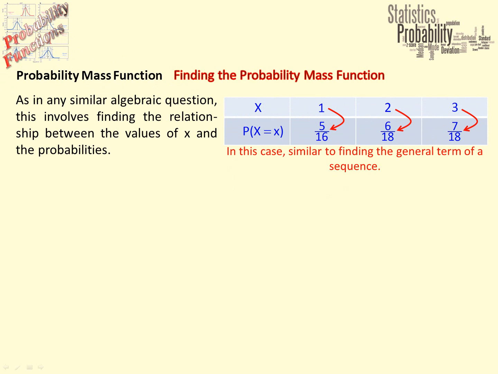So, as with algebraic, finding an equation, we need to find a relationship between the values of x and the probabilities, the values of x and y as such. Very similar to finding the general term of a sequence. There we are. If you have a look at this, there is the one there. Notice the pattern 4, 5, 6. So therefore we've added 5, 6, 7. We've added 4 on, 4 on, 4 on. So x plus 4 over 18.